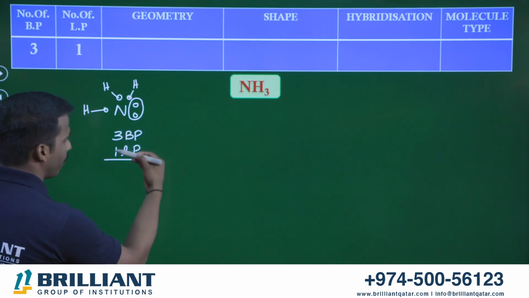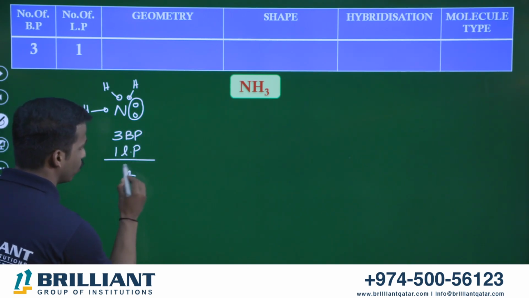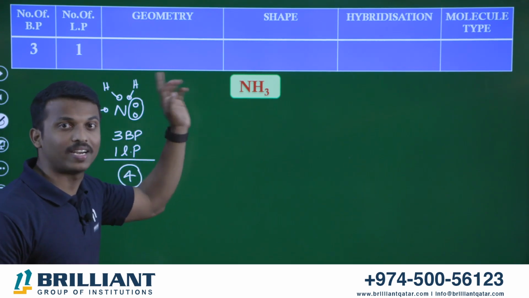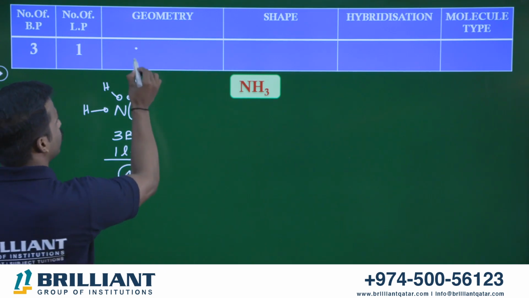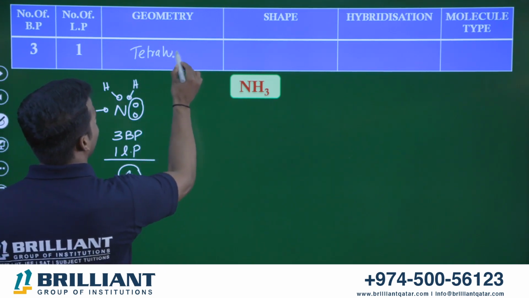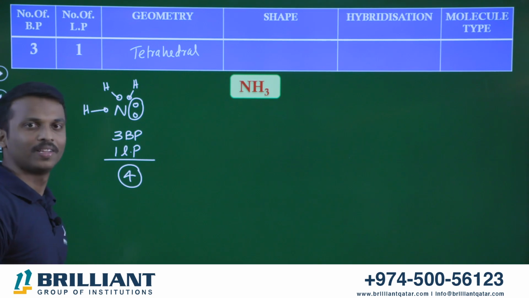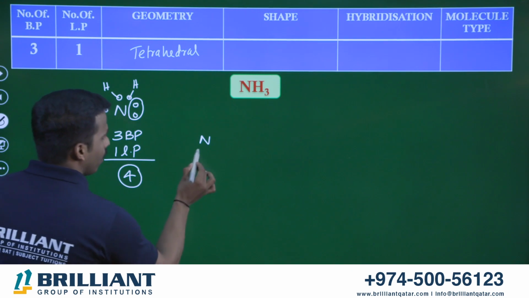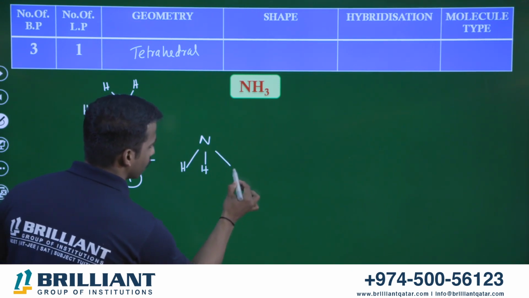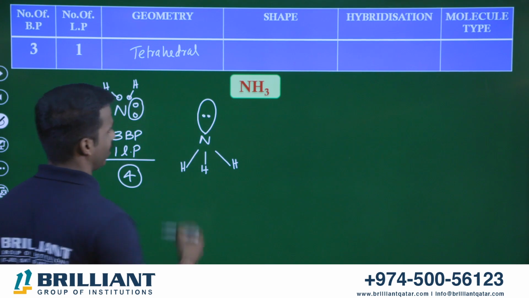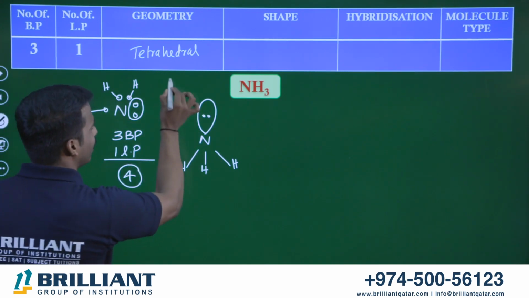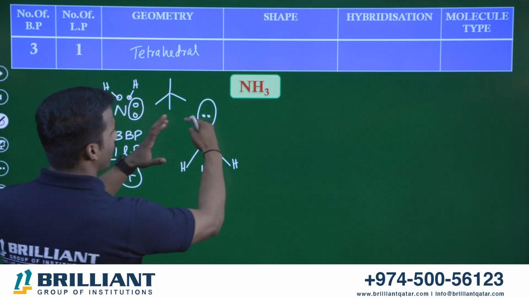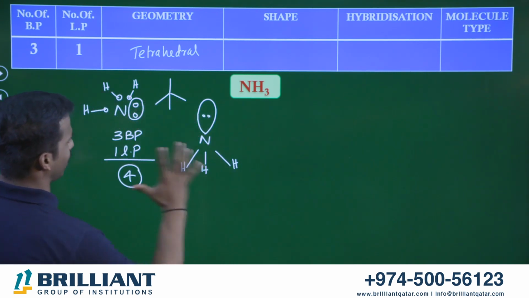Take the sum of bond pairs and lone pairs. 3 plus 1 is equal to 4. If the sum is equal to 4, what is the geometry we studied? See the table. Geometry is tetrahedral. Let me just draw the shape. Nitrogen, 3 hydrogen atoms and 1 lone pair. This is the tetrahedral geometry, right? What is the tetrahedral shape? This is the tetrahedral shape. See the existence. If you consider the lone pair and all bond pairs, it is existing in a tetrahedral geometry.